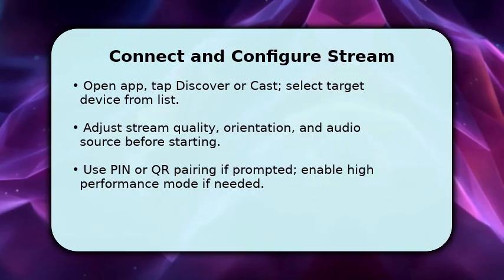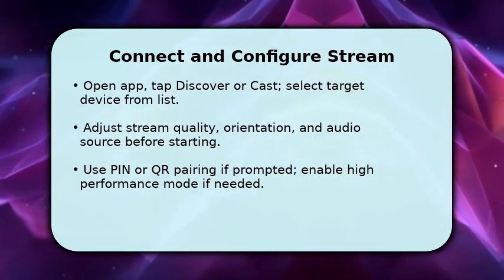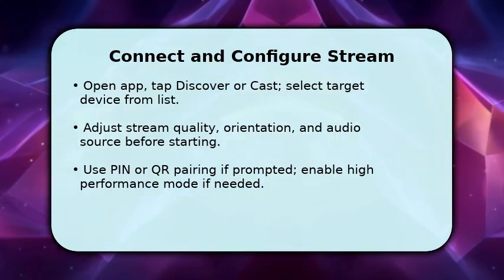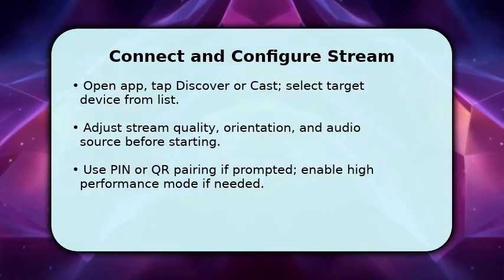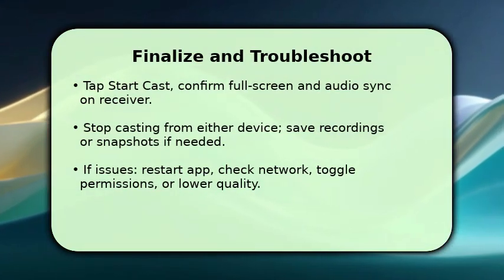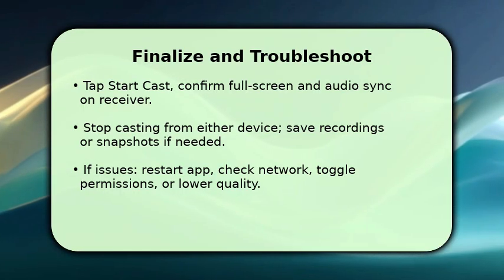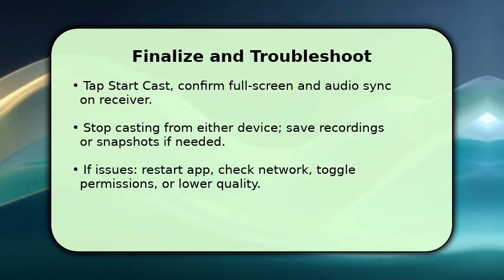Make sure to enable any high-performance or low-latency mode if you need responsiveness. These settings control how smooth and accurate your mirrored session will feel. You tap Start Cast and confirm the receiver shows full screen and that audio sync is acceptable. If not, pause and adjust audio source or latency settings.